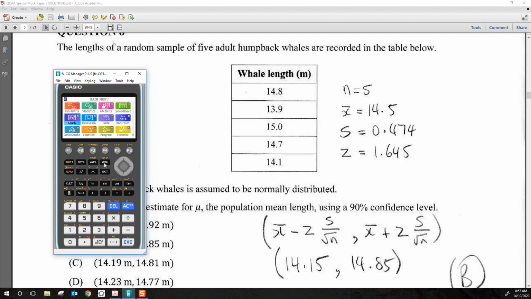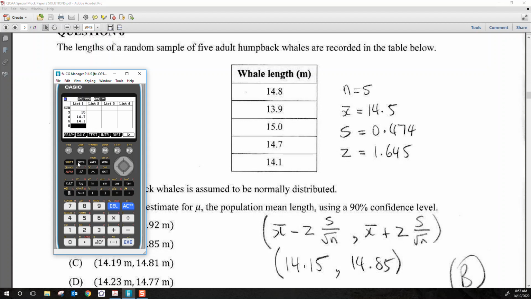So I will use the statistics app. And I'll just enter these numbers: 14.8, 13.9, 15.0, 14.7, and 14.1.